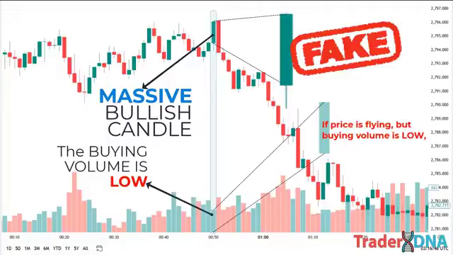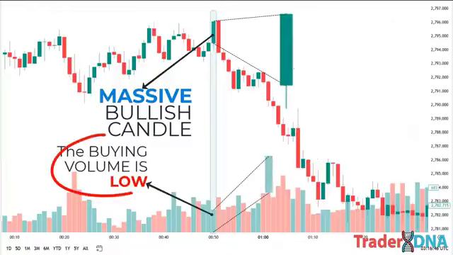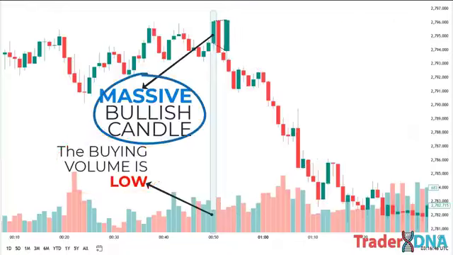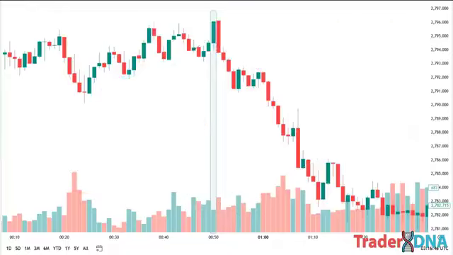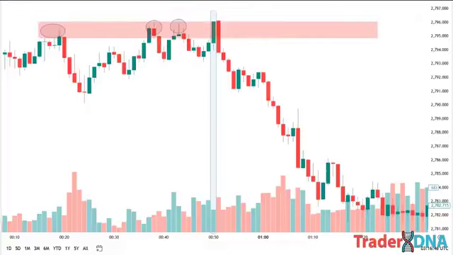Now, let's test this in real trading. We're about to see a real example of this anomaly in action. Low buying volume, but a massive bullish candle. Take a look at this chart. We have a strong resistance area right here. This is a highly respected price level. Every time price moves up and gets near this zone, it bounces back down. This area has consistently acted as a barrier, making it a key resistance level that traders pay close attention to.